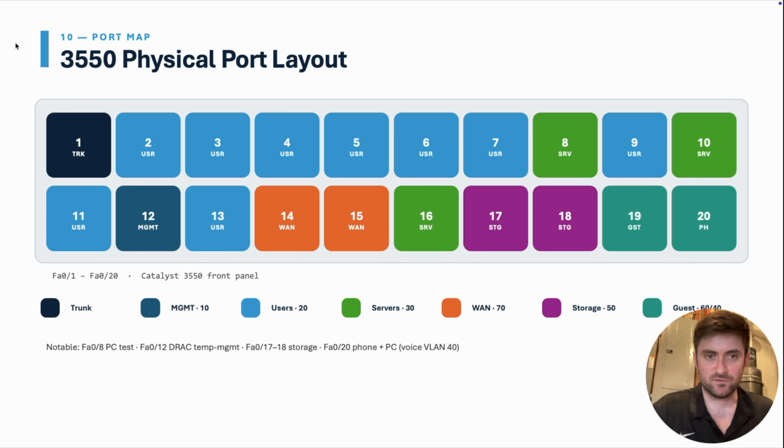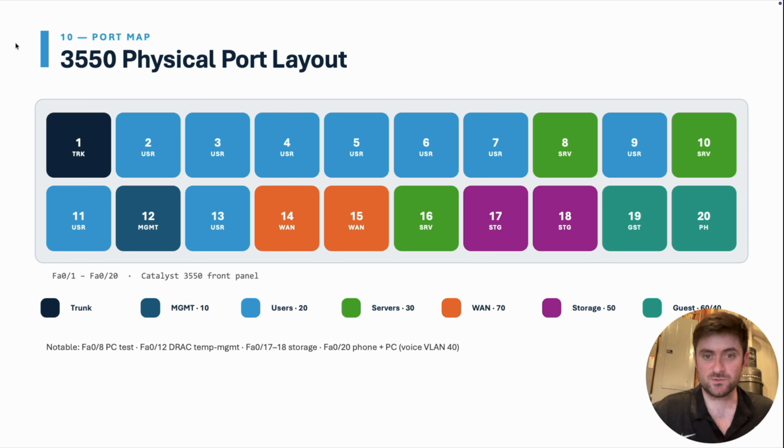This port map reflects the actual working state of the switch today. Every port is labeled, documented, and aligned with its VLAN. So like we talked about, port 1 here, that's the trunk port. That one's connecting to the router on G0/0. Here we go, here we have 2 through 7.